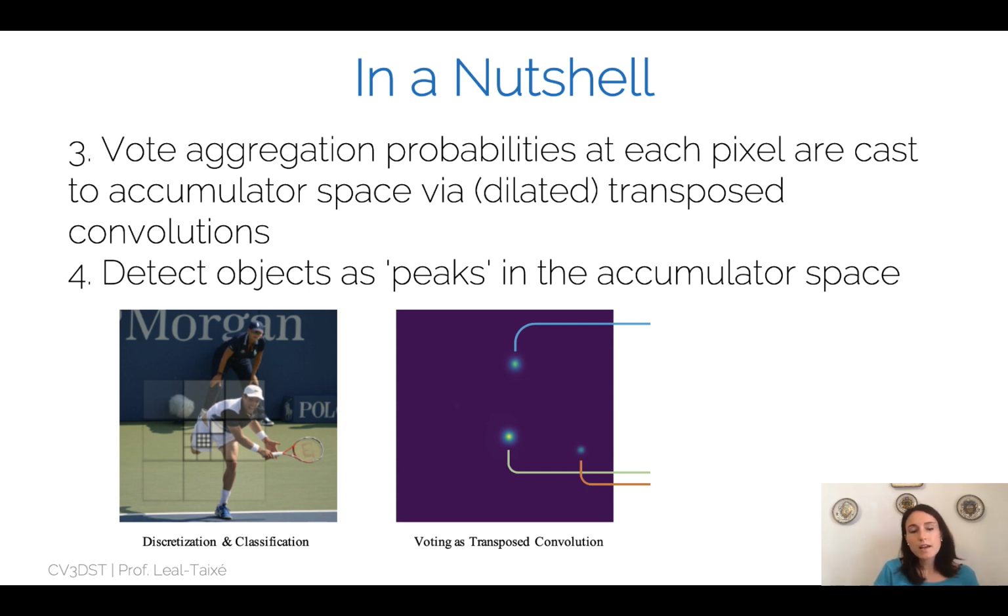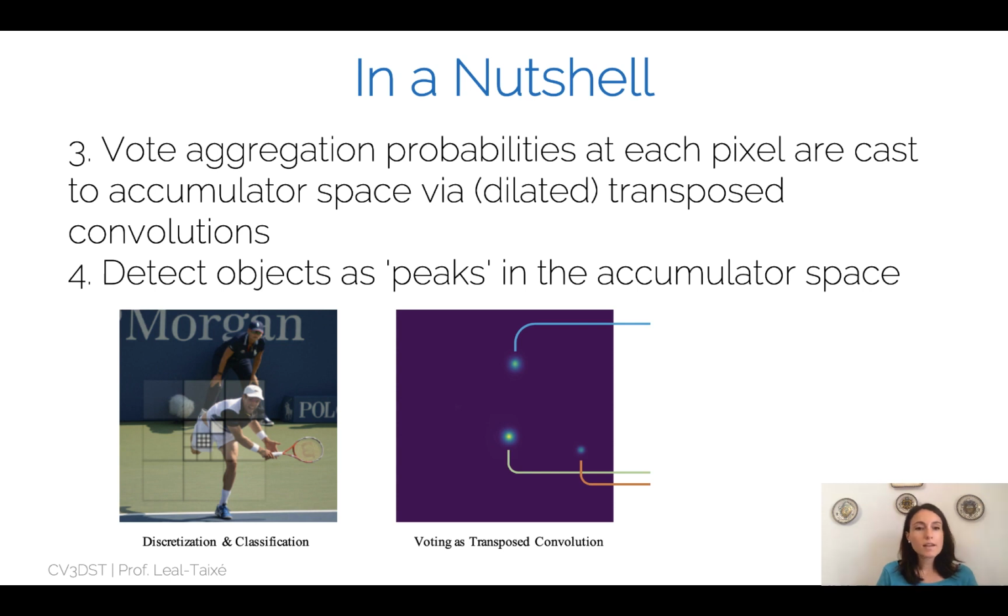Now, in a third step, we're going to have this vote aggregation, right? Same as we saw in the Hough space. This vote aggregation at each pixel is basically cast into this accumulator space, right? And this casting is very nicely formulated as a dilated transpose convolution.